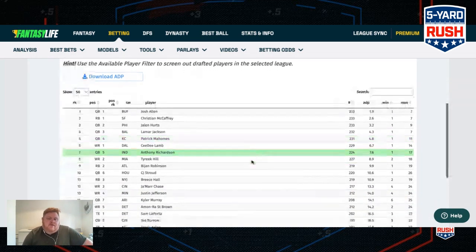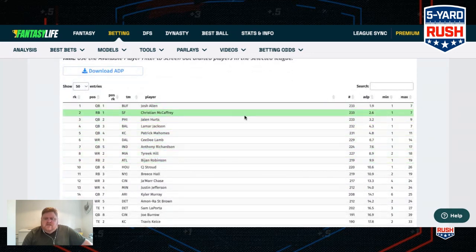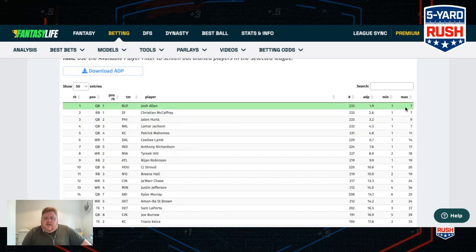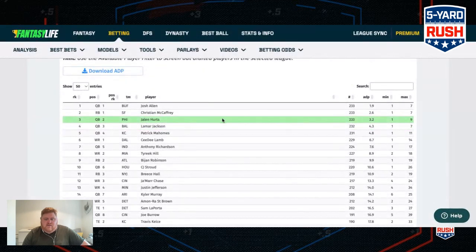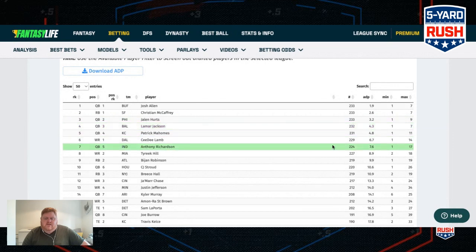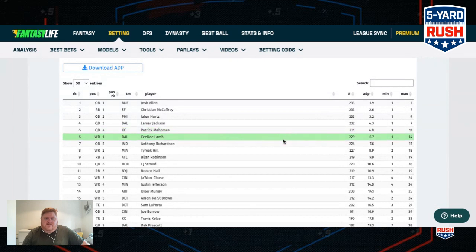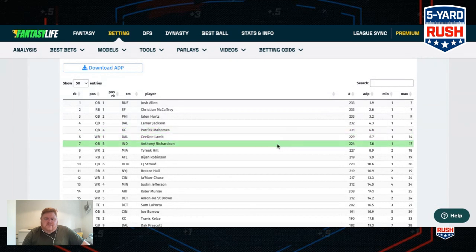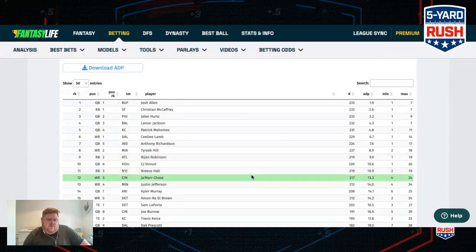So, we're starting to get some insights on what the ADP picture looks like here. We can see Josh Allen is mostly the consensus 101. The highest he's gone is 7th. Then Christian McCaffrey 102, Jalen Hurts 103. Someone got him at the 109. That's a great steal. Jackson at the 104. The latest he's gone is the 107. And again, Patrick Mahomes is the consensus 105. CeeDee Lamb the consensus 106. Anthony Richardson the 107. Tyreek Hill, Bijan Robinson, CJ Stroud, Breece Hall, and Ja'Marr Chase, and that's making up your round one.